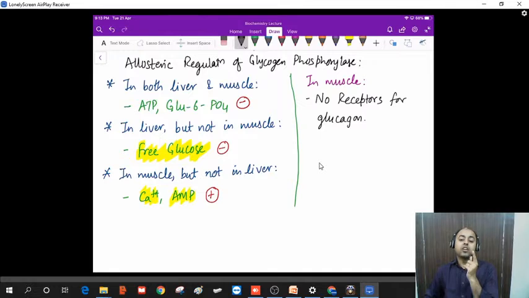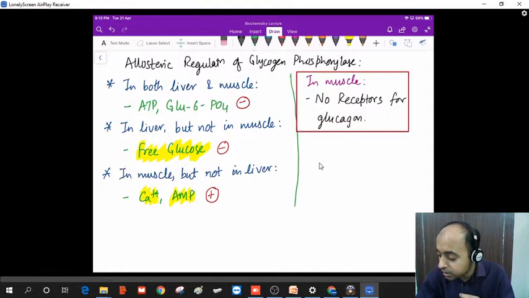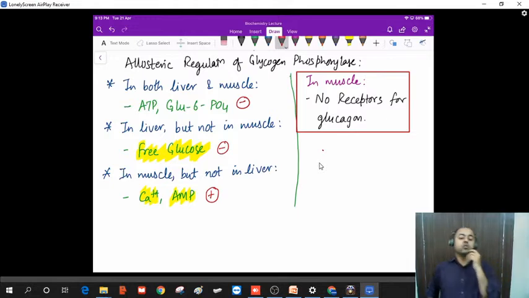So glucagon cannot mobilize the muscle glycogen. The muscle glycogen has to be mobilized either by exercise or by epinephrine. When there is a fight and flight response, at that time the muscle contraction has to occur very fast, and that energy will come from glycogen, which is regulated by epinephrine and not by glucagon. So remember, this is a very important point. In muscle there are no receptors for glucagon, so glucagon cannot regulate the glycogen breakdown in the muscles.